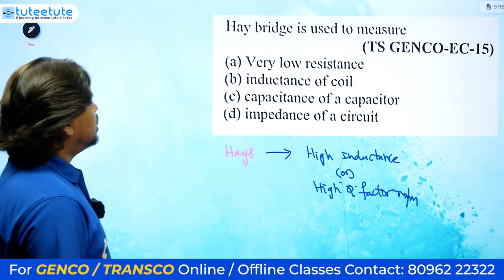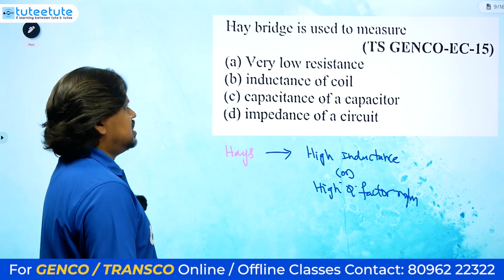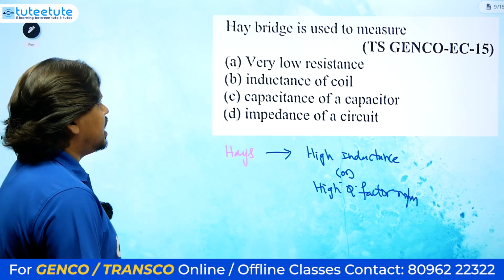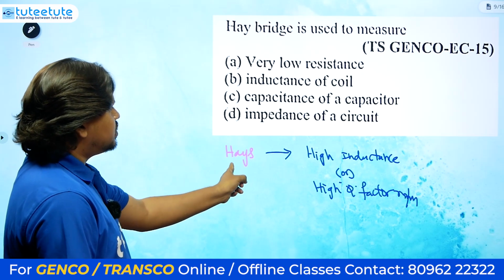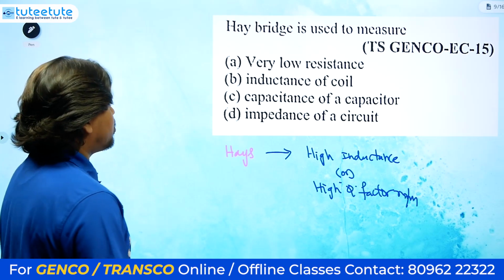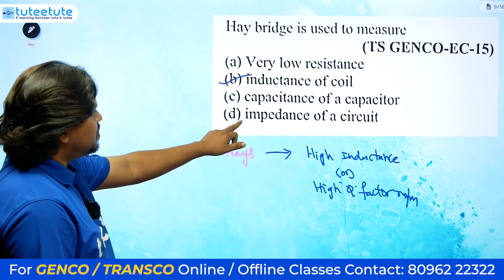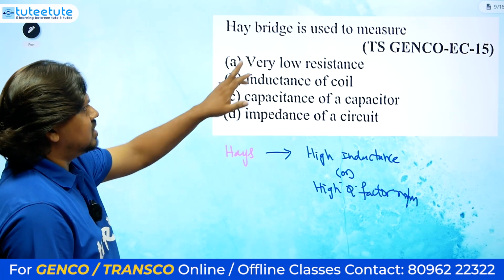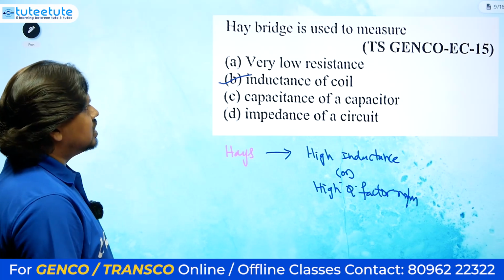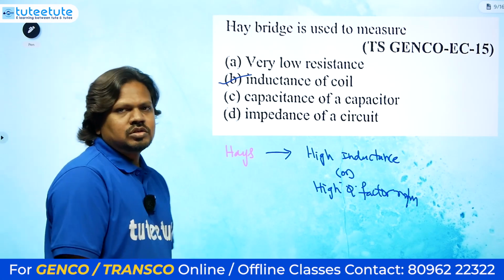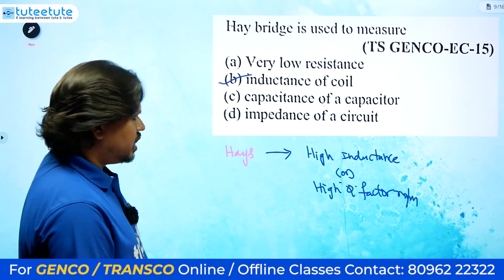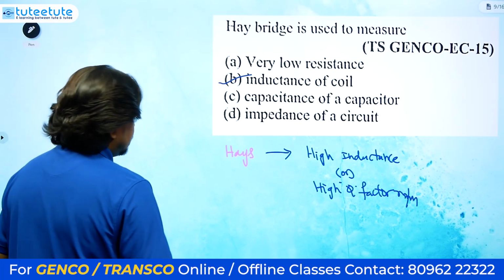So in inductance of coil, very low resistance. According to these options, what we have to choose? This Hayes bridge will be used for the inductance measurement. So inductance of coil, this is the answer. This is impedance, this is capacitance, this is resistance. So only inductance is there, but they try to just confuse you by using this question. Here we need to remember some of the bridges.